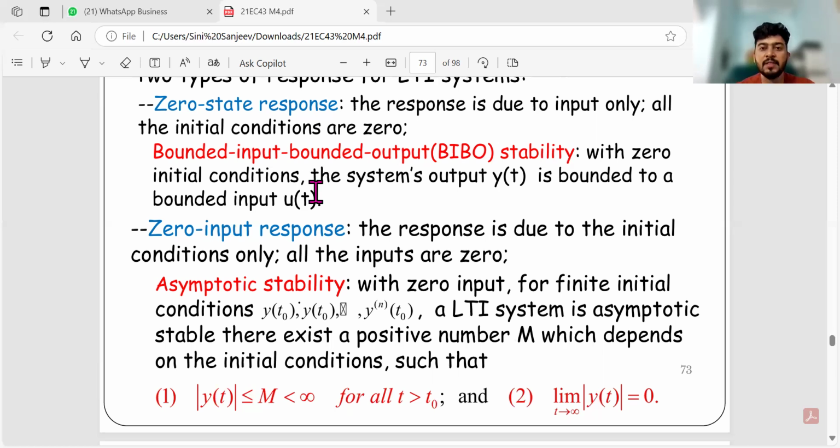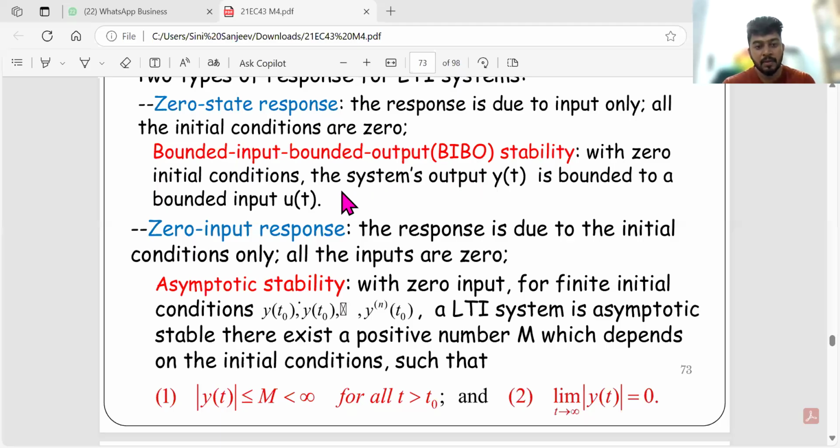So input is what? Obviously, the input condition is changed with the system's output condition. That's it. In the sense, input is dependent on the output. So then we got zero input response, then asymptotic stability. These two are not that important.